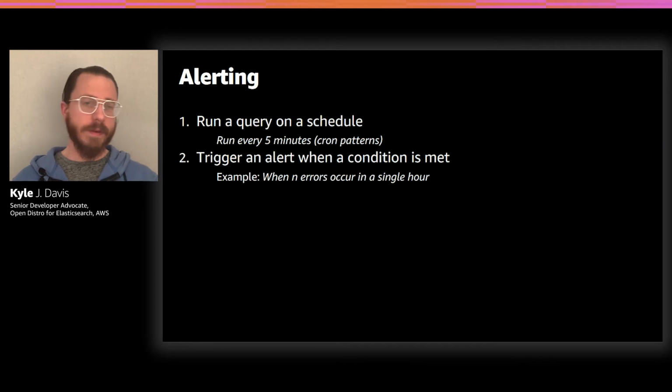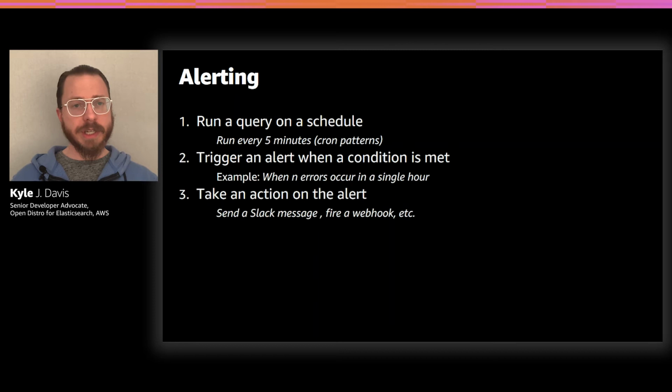So for example, let's say you're looking at error codes for HTTP. If every 5 minutes you have more than 500 error codes, you can trigger an alert at that point. You just have to set that up quite simply. And then you take an action on that alert, and that enables you to alert either another computer process or a person to take action. So you can send off a Slack message or fire a webhook. There's a whole lot of options there.